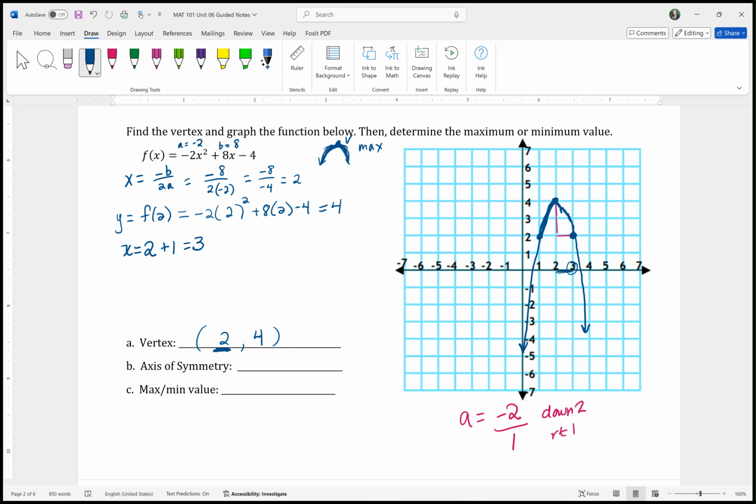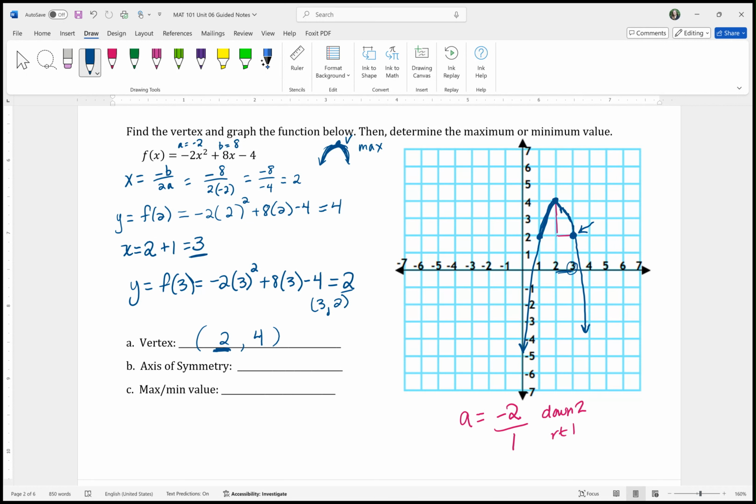Now that I've got an x value, how do I find the y value? You plug in. So y equals f of 3. And let's plug in and see what we get. This is -2 times 3 squared plus 8 times 3 minus 4. So this would be -2 times 9 plus 24 minus 4, which is going to be 2. So what point did I just find? The x value is 3. The y value is 2. Let me check that. So 3, 2 actually happens to be that point.